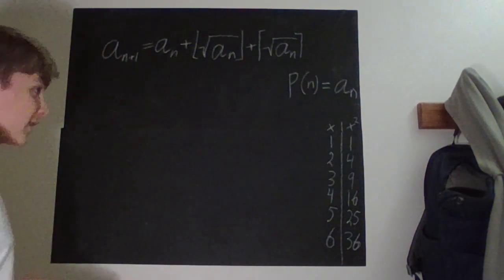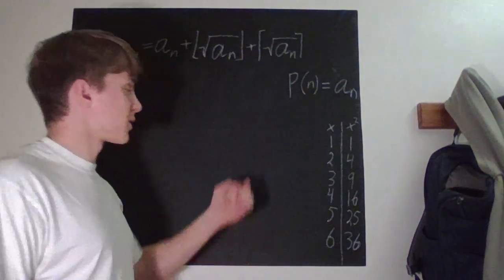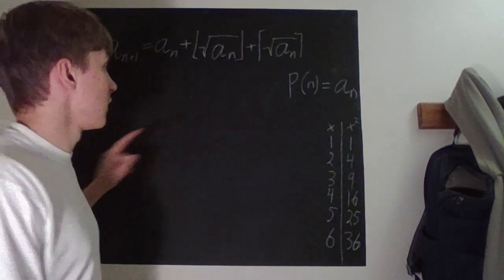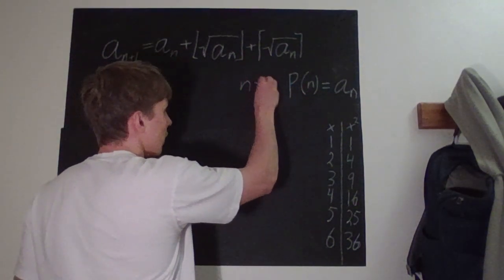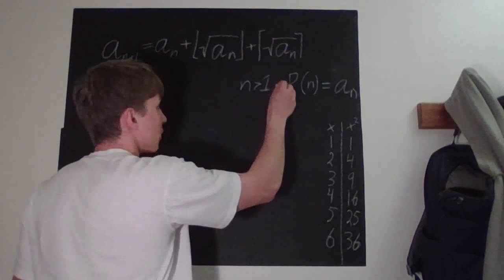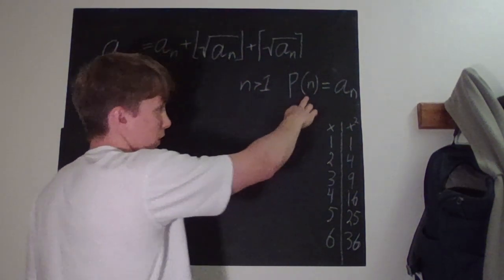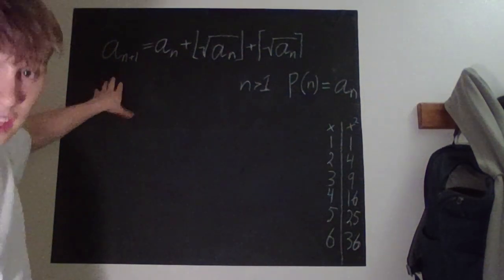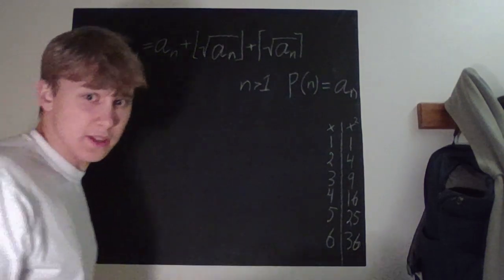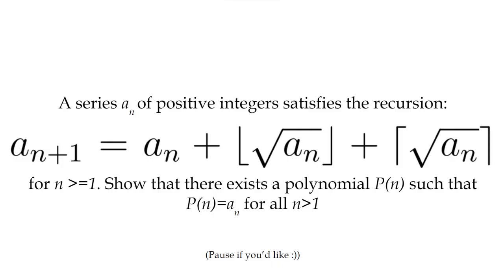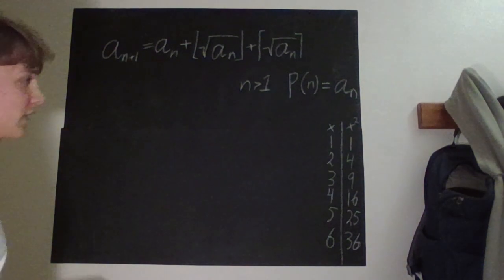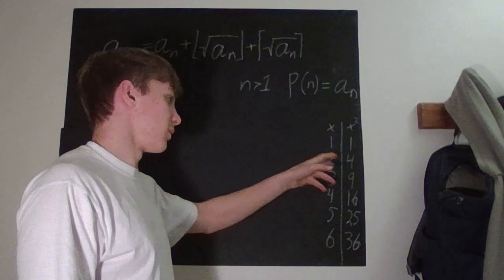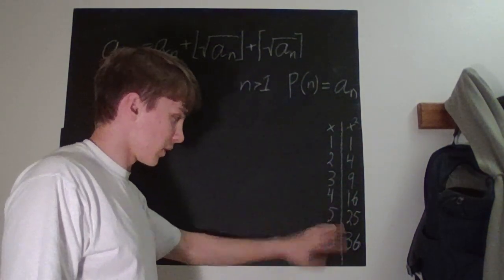And we're supposed to find a polynomial p such that for all n greater than 1, we have that the polynomial of n is a_n. So we're supposed to find a polynomial that satisfies this series, basically. And here I've written down a quick 1 to the power of 2 is 1, 2 to the power of 2 is 4, and so on. We'll use that later.